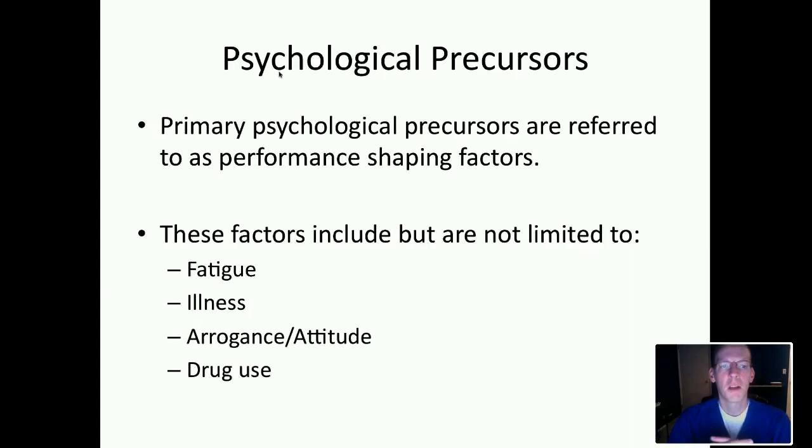Primary psychological precursors are referred to as performance shaping factors, what makes someone perform the way they do. They're listed here. Not all of them are listed, but there are a few, so let's talk about them. Fatigue: we know that fatigue is an independent predictor of poor performance. Illness, both physical or mental. Arrogance or hazardous attitudes: people who feel that the rules don't apply to them may be more prone to errors. Drug use, both prescribed or illicit. So you get the idea that these performance shaping factors may play out as a crisis evolves, so that people don't perform at their best. Once again, you've got the equipment, the environment, and the individual, all with factors at play that allow a crisis to evolve further.